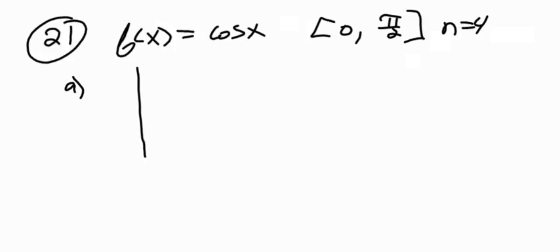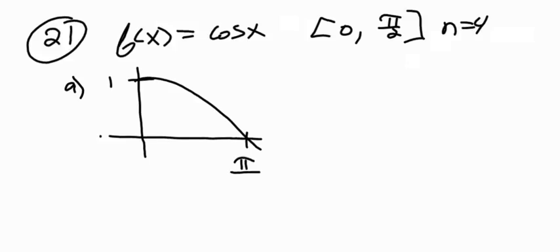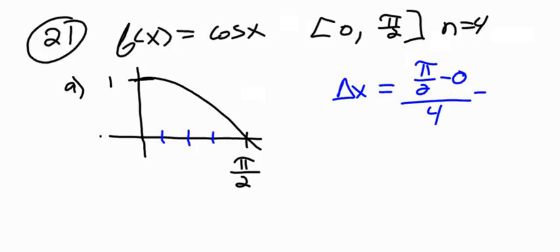If I draw this, this is what my curve looks like for cosine from 0 to pi over 2. And they want 4 subintervals. So I'm definitely going to have to split it. And how do I find the delta x? Remember, it's going to be b minus a divided by the number of intervals. So now I have that the width is going to be pi over 8. So the first one should be pi over 8, this one should be pi over 4, and this one should be 3 pi over 8.